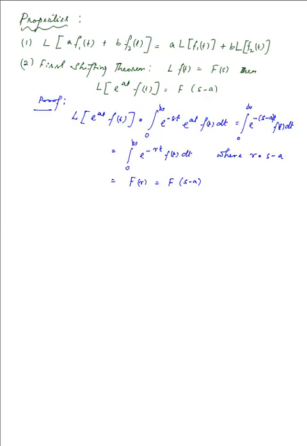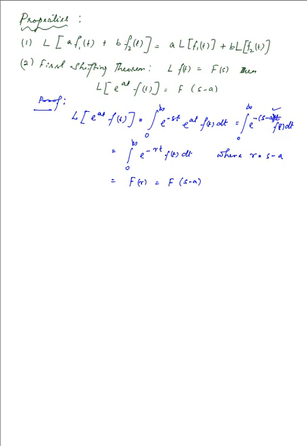So that's how I prove it, where we take the Laplace transform of e raised to the power at times f of t. With the formula at hand, the Laplace transform of anything has within the integrand e raised to the power minus st into that thing times dt. If we look at it, we have e raised to the power at and e raised to the power minus st, so that's exponential of negative of s minus a times t. This is what we have over here.